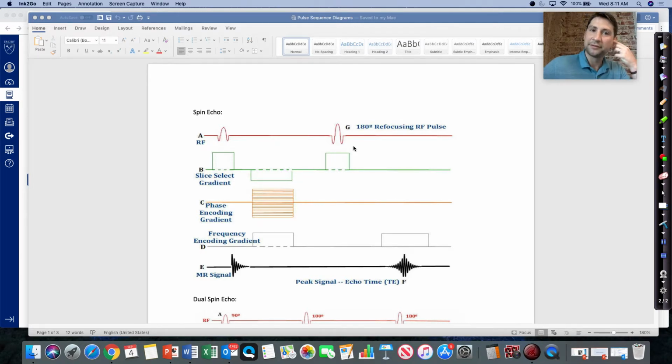Today we're going to be talking about gradient echo pulse sequences, but it's good to review the conventional spin echo pulse sequence for comparison reasons. So let's take a look at this pulse sequence diagram and review the concepts. Our first line is always going to be our RF pulses. Our second line is going to be our slice select gradient. Third line is going to be our phase encoding gradient, which is typically the shorter axis.